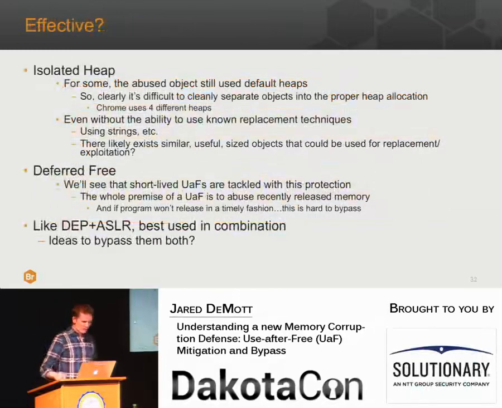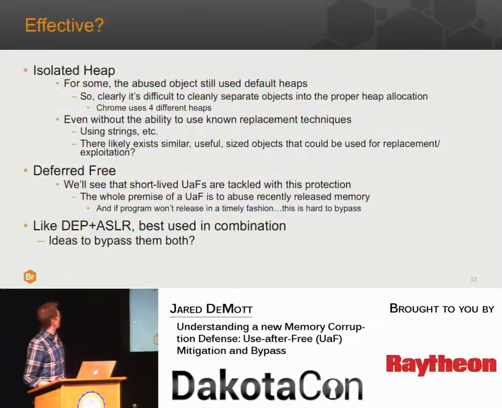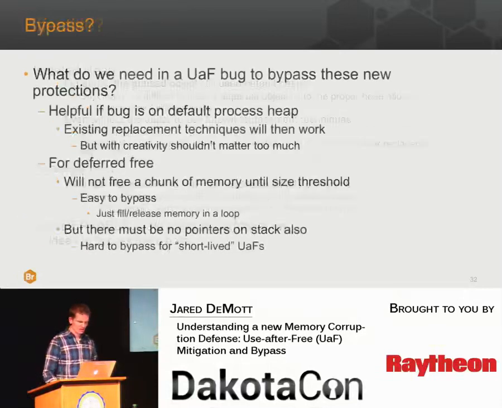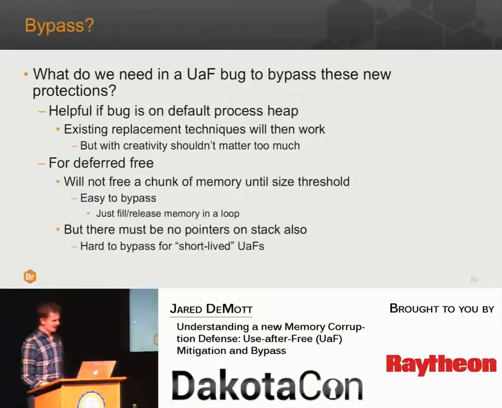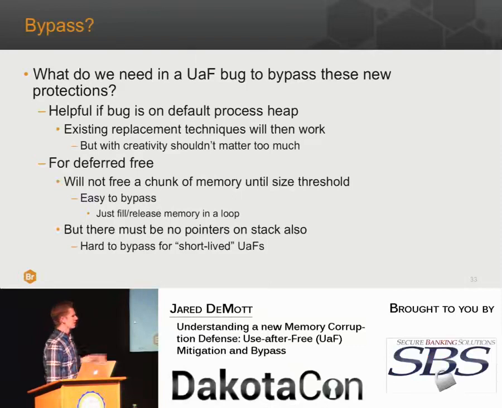Okay, I think I said most of this. Basically, talking about some of the features of isolated heap and deferred free and how they need to be used in combination. In terms of a bypass, it's really easy to fill up that list such that there are 100,000 bytes waiting to be freed. So you can basically force that condition in JavaScript whenever you want, as a malicious server. So that's easy.